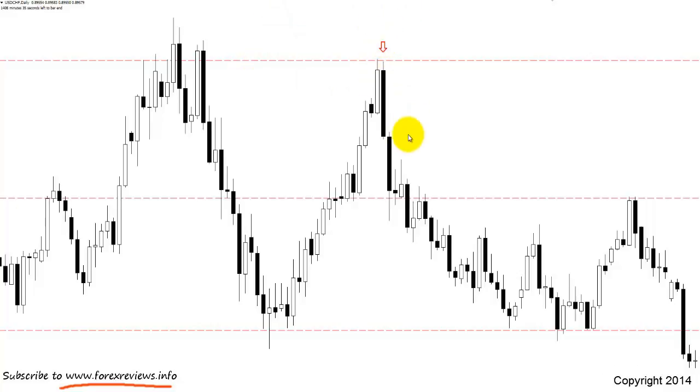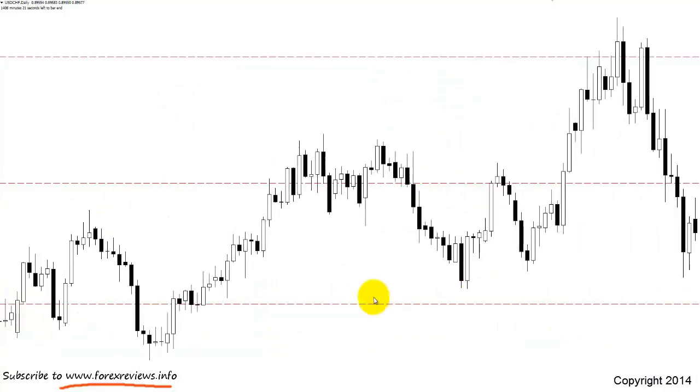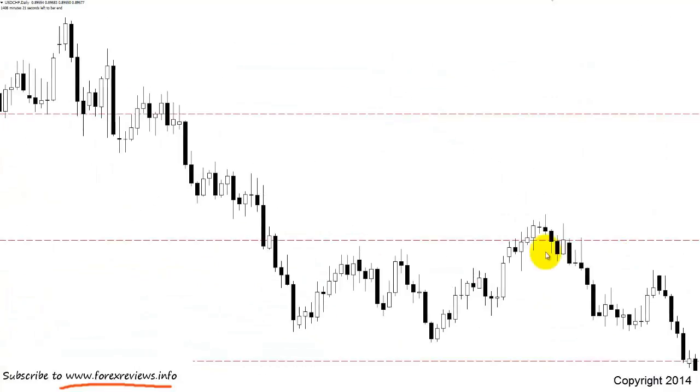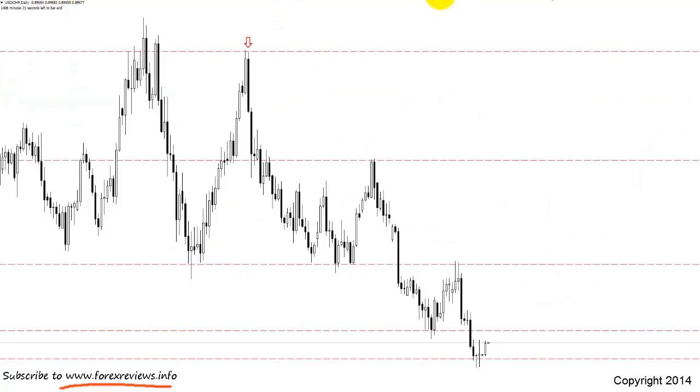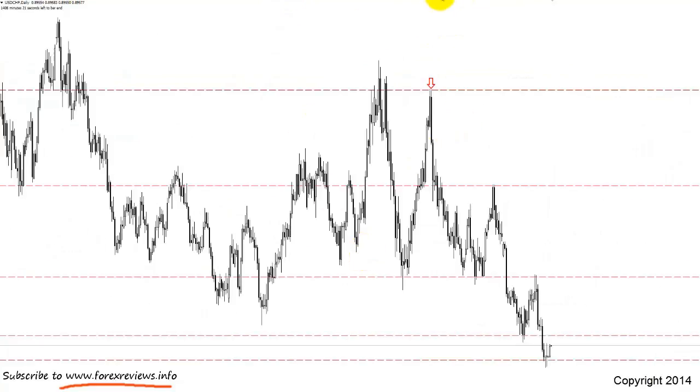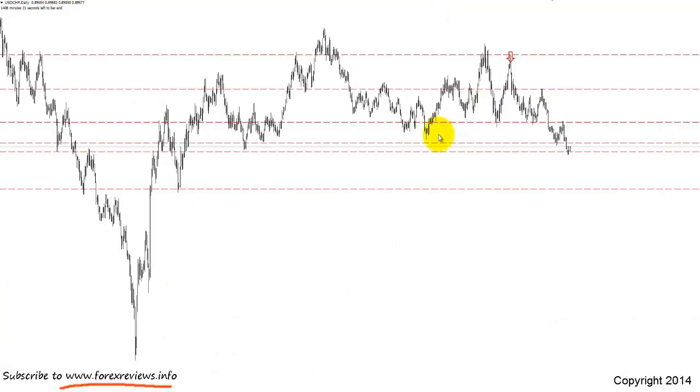So let's mark it in. We've got a bearish engulfing. Did the price go down? Yes, it did. This is also a support zone for many years. Just zoom out so you can see that. See what I'm talking about?